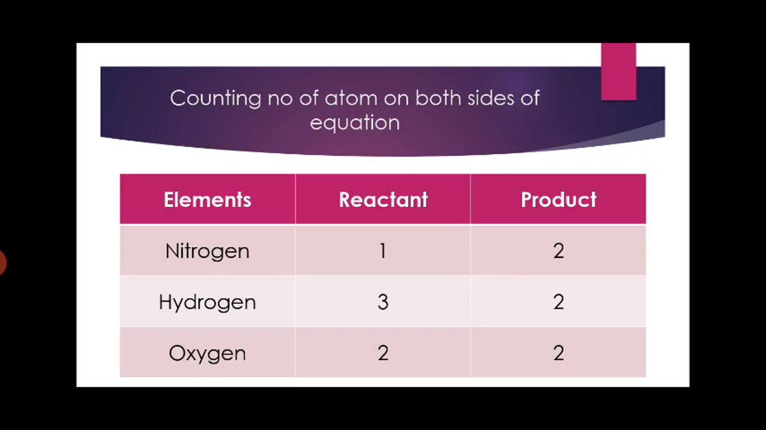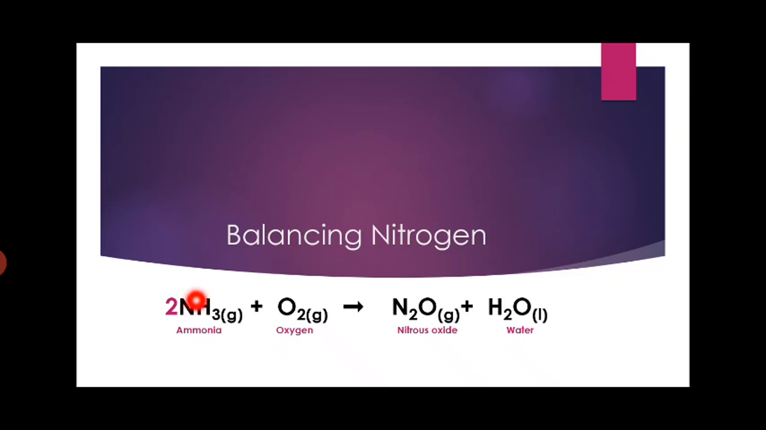To make nitrogen balanced, we have to place 2 beside NH3. For balancing nitrogen, we are placing 2 with the NH3.